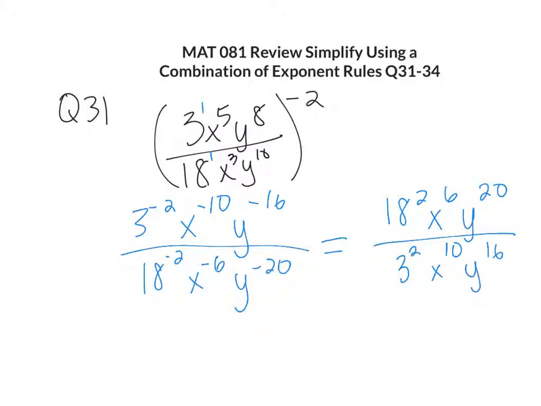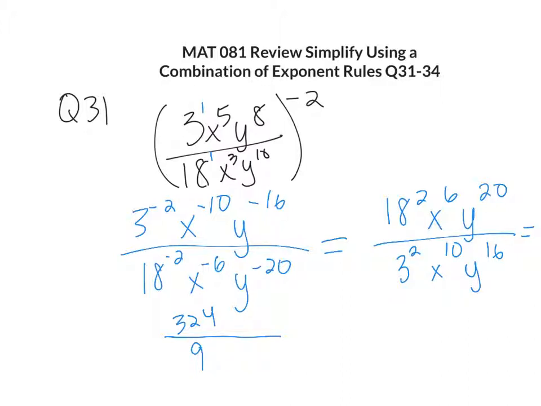Now we can simplify this further because now we see we have x's on the top and the bottom. Remember, we subtract their exponents and keep it where the larger number was. We're also going to go ahead and multiply out 18 to the power 2 and 3 squared. 18 to the power 2 is 324, over 3 squared is 9.